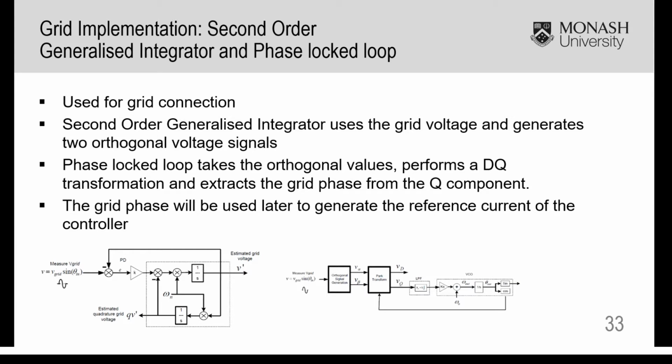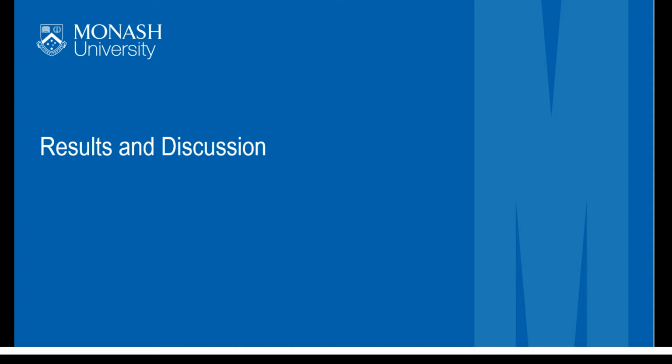one of the signals. The phase lock loop takes these orthogonal values and performs a DQ transformation and extracts the grid phase voltage from the Q components in a nutshell. This grid phase will be used later to generate the reference current for the controller.